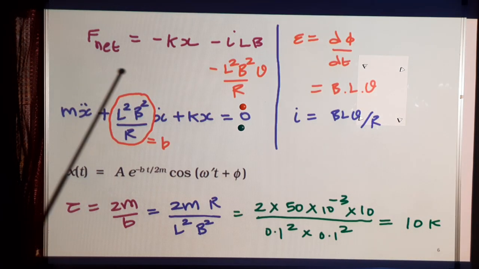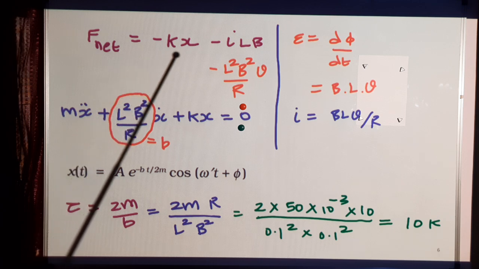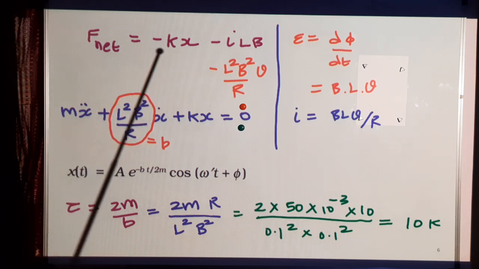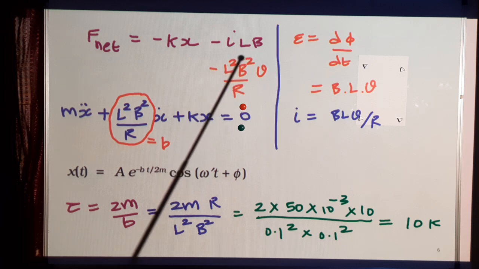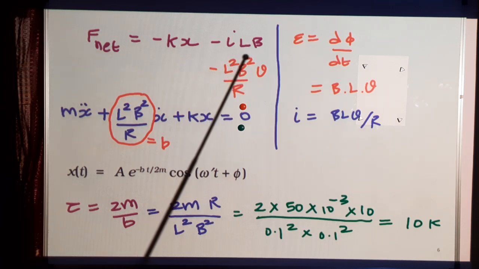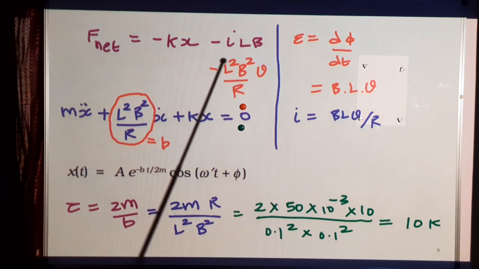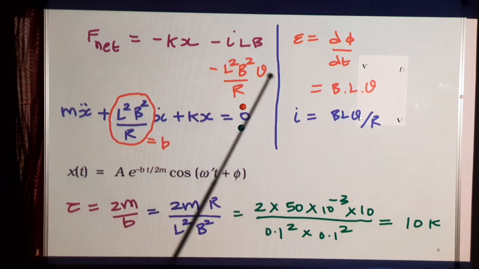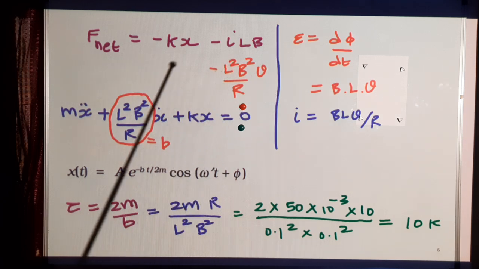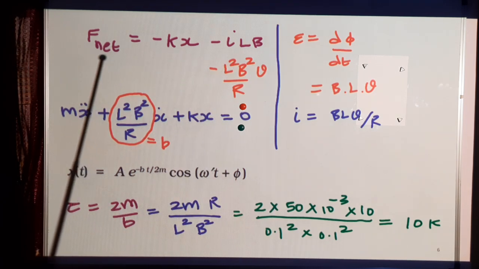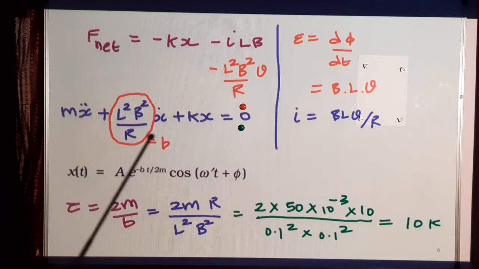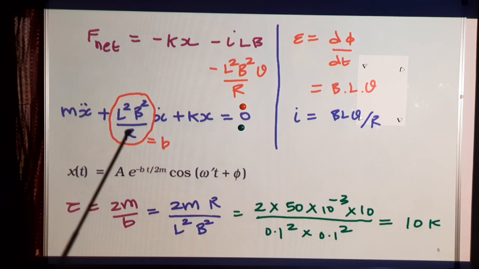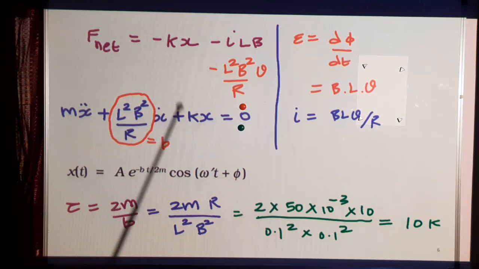This is what I explained here. The net force acting on the strip is the spring force, minus kx in the negative x direction, and the damping force, because the force on a current carrying conductor is ILB, and I in terms of EMF will become L square B square V by R. So this equation can be written as F net is mass times acceleration, and this V is x dot, dx by dt, and this is B, and then kx equal to 0.